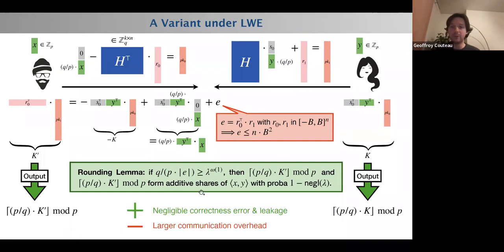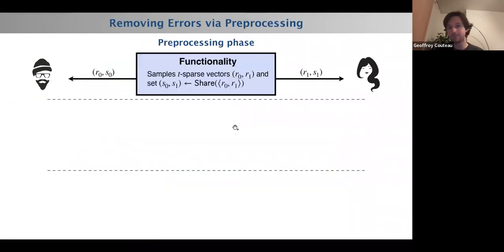So the bonus is that by doing so, you achieve directly negligible correctness error or leakage while staying fully non-interactive. One round of broadcast, and then you get those additive shares of the inner product. The downside is that you have a larger communication overhead because you need Q to be sufficiently larger than P and the noise bound. So that's for the LWE-based protocol.